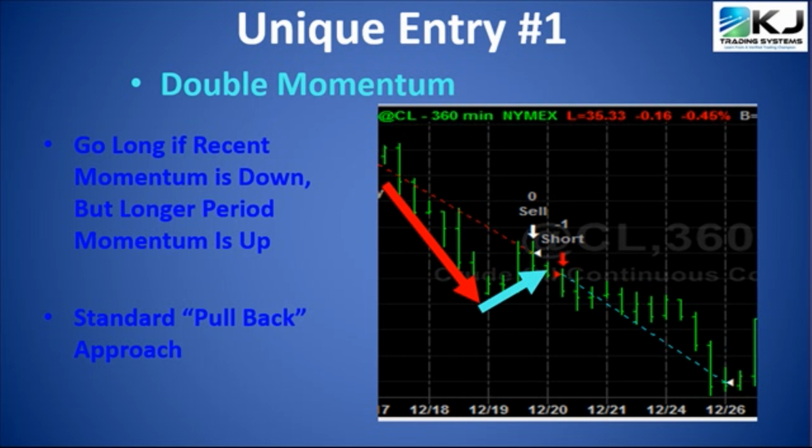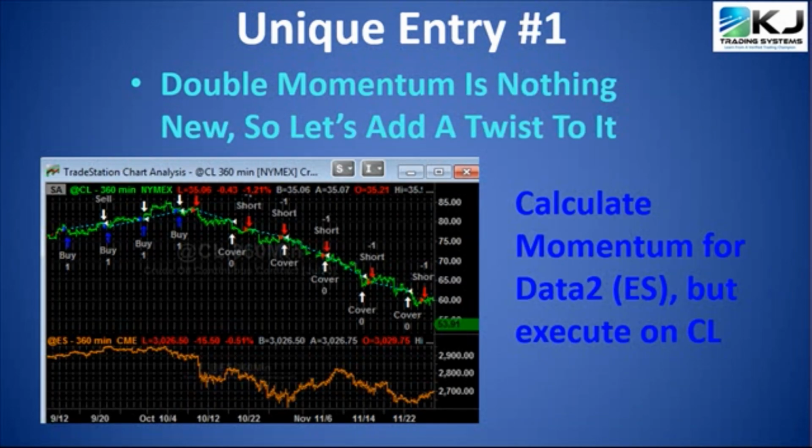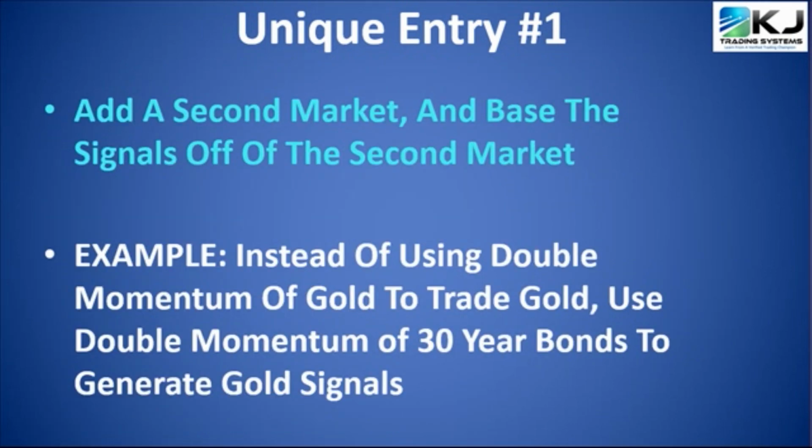Let's calculate that on a second data stream that's different than the first. So, for example, let's say I want to trade crude oil. Well, I'm going to get the signals from the mini S&P. So that's going to be the double momentum of the mini S&P applied to crude oil. That's what makes this so unique. Not a lot of people are doing this.